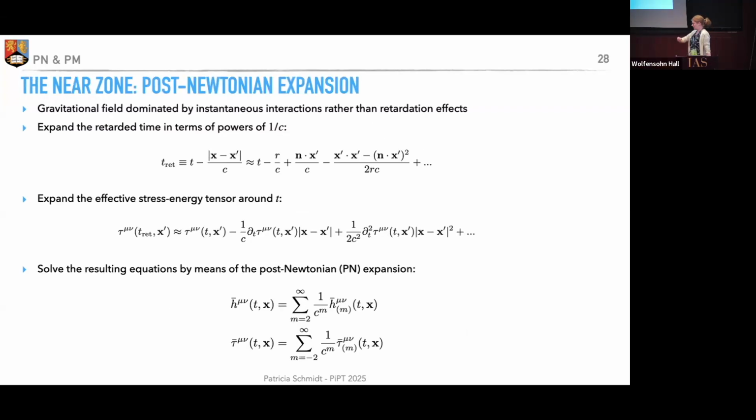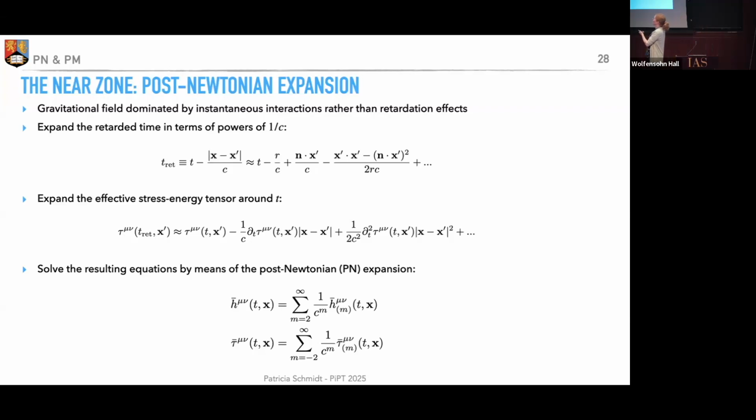So that's the far zone. What about the near zone? What about the source? This is where the name post-Newtonian comes in, because now we're actually going to do the post-Newtonian expansion. So in the near zone, you would say the retardation effects are not really so important, because I'm near the zone where things are actually happening. So we can expand, again, our retarded time, and we see this sort of multipolar expansion.